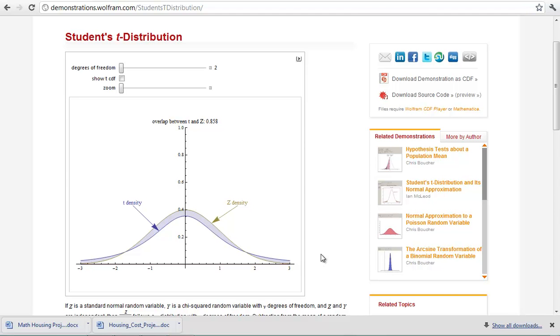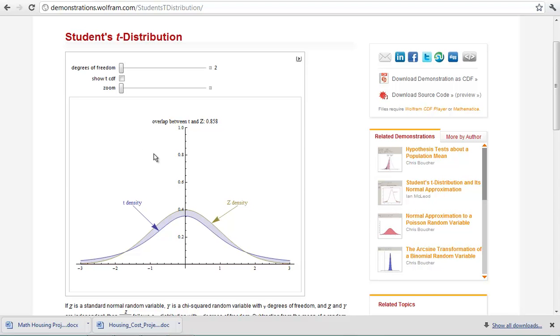Hi, this is Dan, and this is a video to help us get used to this new distribution called the Student's t distribution. This is on Wolfram Demonstrations. There's an animation here that shows us how this compares with the normal distribution.